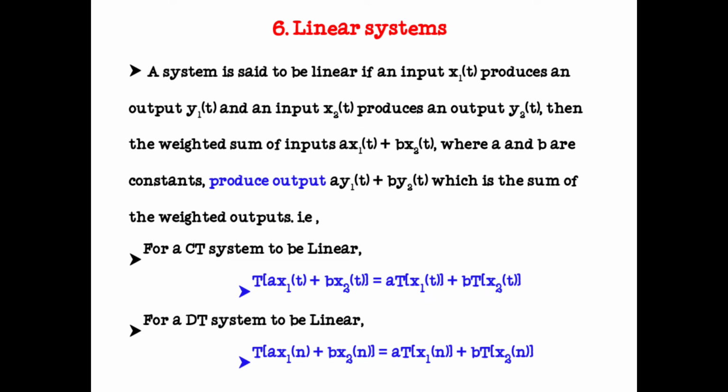Linear system. A system is said to be linear if it obeys the superposition and homogeneity principle. Here I have explained the superposition and homogeneity principle. So a system is said to be linear if an input x1 of t produces output y1 of t, and an input x2 of t produces an output y2 of t.